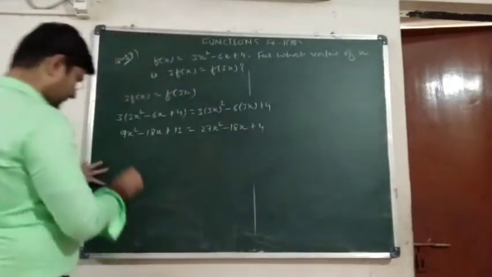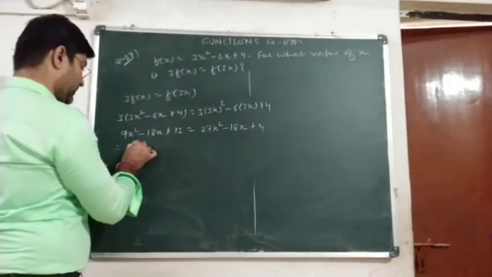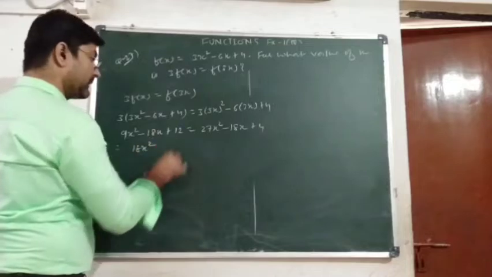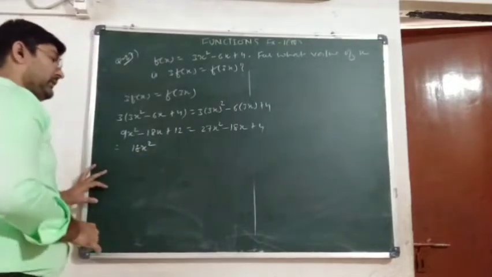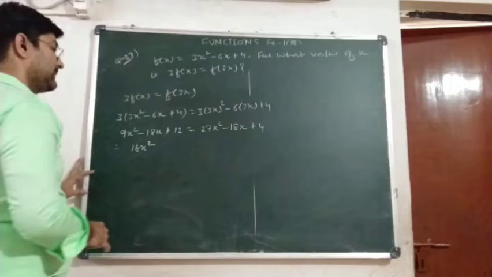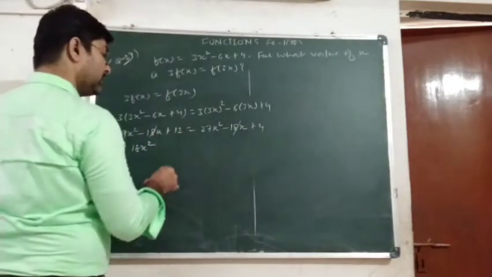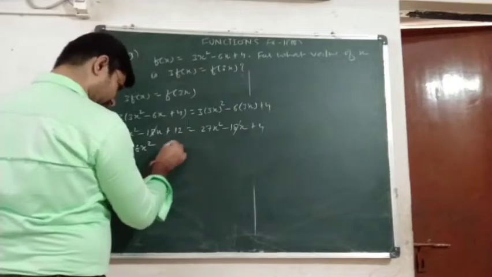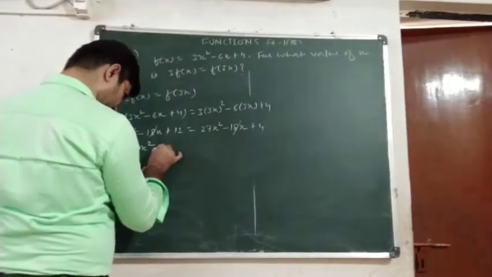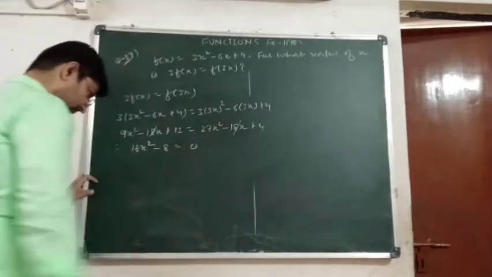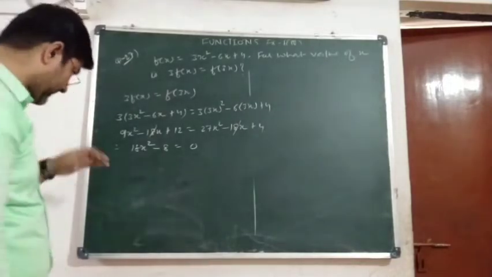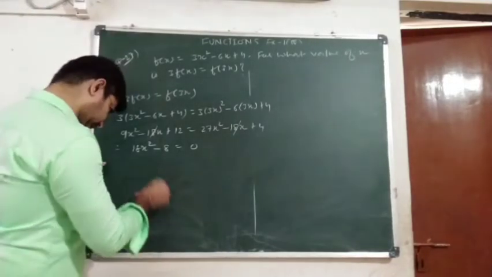Let us simplify. So we will get 18x square. 18x and 18x will get cancelled on both the sides. So let us reduce this. And 4 minus 12 will be 8. Is it clear?